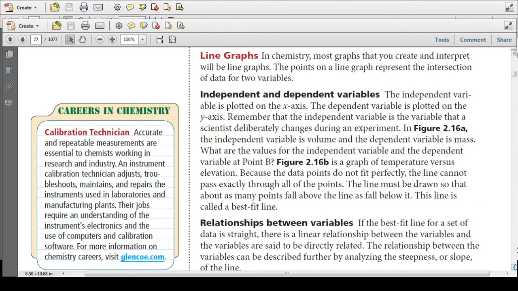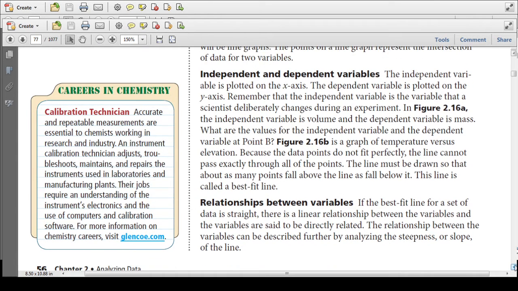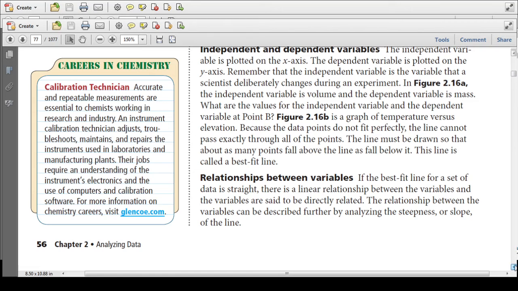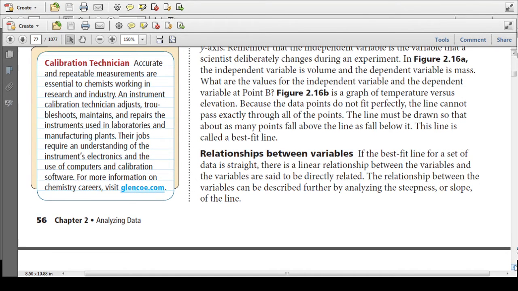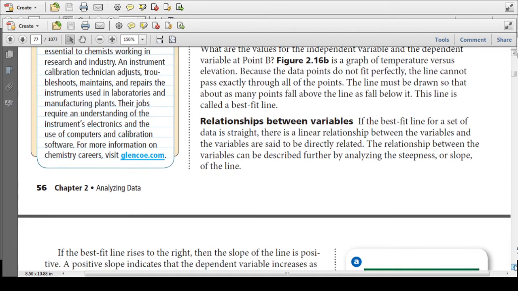Because the data points do not fit perfectly, the line cannot pass through all points exactly. The line must be drawn so that about as many points fall above the line as below it. And when we try to fit all the points together, we call that line the best fit line.